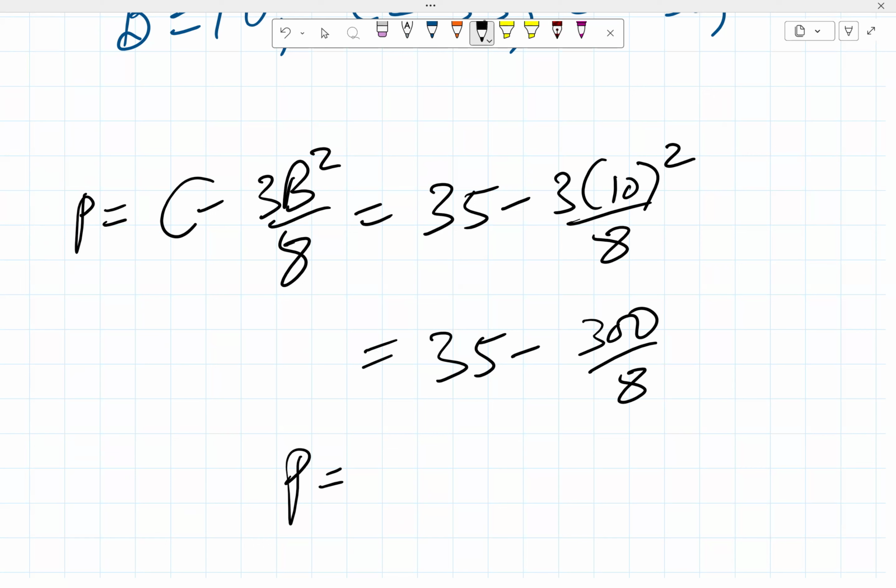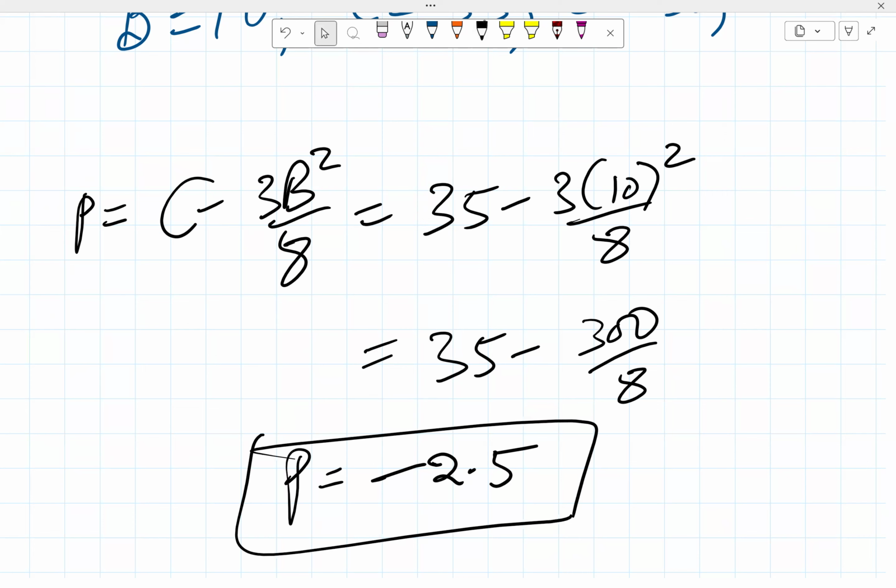So that is minus 2.5. No, that's 150 over 4, 75 over 2. Right, 75 over 2. That's 37.5. So that makes sense. This is minus 2.5. Okay, that's P right there.